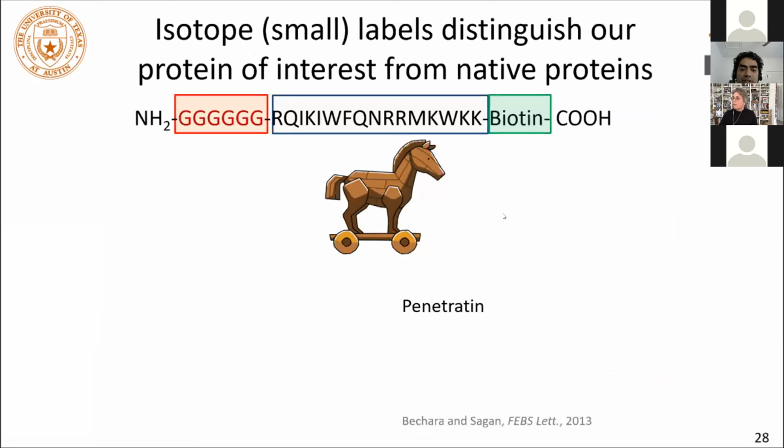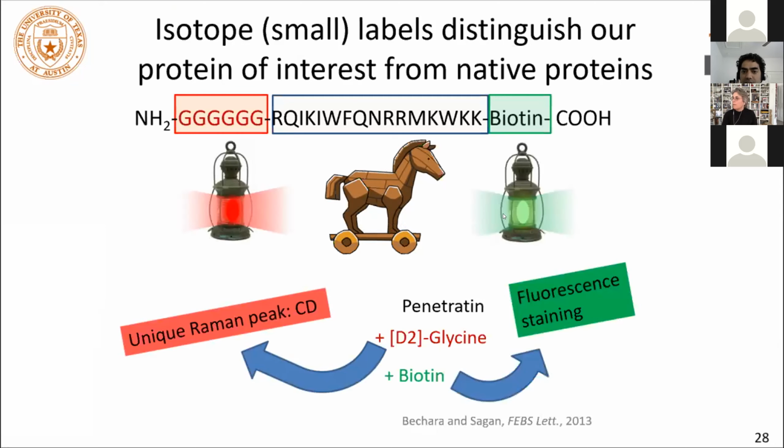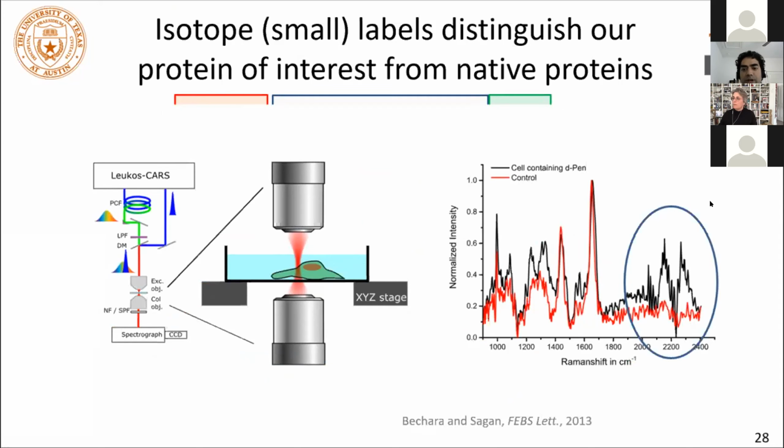We demonstrated this idea on a Trojan horse, a cell penetrating peptide called penetratin, where we put some deuterated glycines on the N-terminus side, and then added a biotin on the C-terminus side of the peptide. The peptide is known to ghost into cells by going through the plasma membrane via various mechanisms that are still debated in the literature. What we were able to show is that this deuterated glycine tag is full of carbon deuterium bonds, which are very stable over days for half-life exchange. We can see a unique carbon deuterium peak in the region where there is typically nothing in a vibrational spectrum.